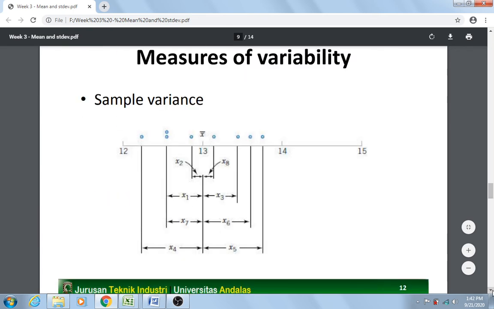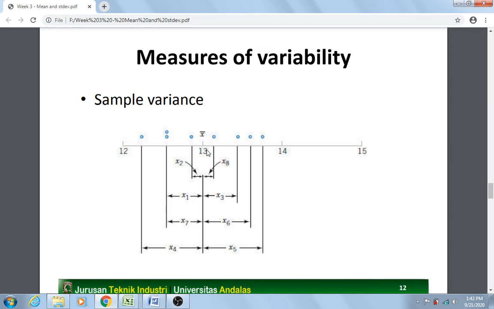Okay, the variance indicates how far each observation is from the average or the mean. So the longer the distance or the longer the difference between each individual data point and the mean of the population or the mean of the sample, then the higher the variance of the data. That means you have more variability in your sample or in your population.